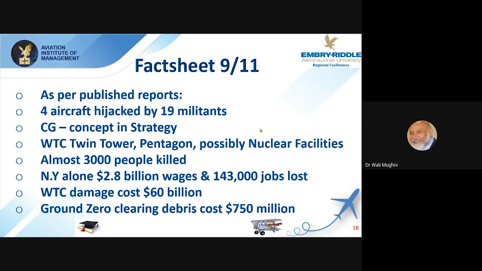In strategy, when you study strategy, there is a thing called CG. It has nothing to do with the center of gravity of the aircraft, but it is the same concept, which says if you disturb the CG of your enemy, then you are going to win. You are going to destabilize the country. So think about it. World Trade Center is the world's largest place where all the businesses take place. Pentagon, where all the military decisions are made, and of course nuclear facilities that they had planned. So this will shake up America.